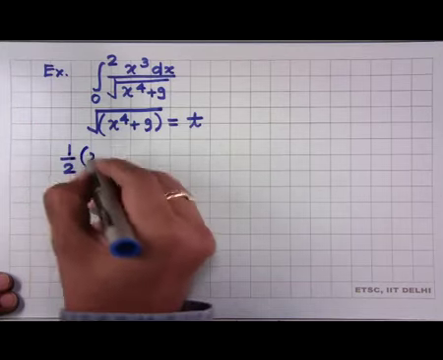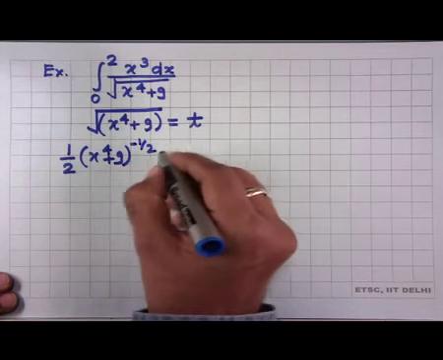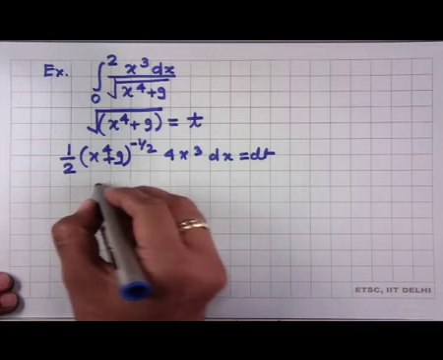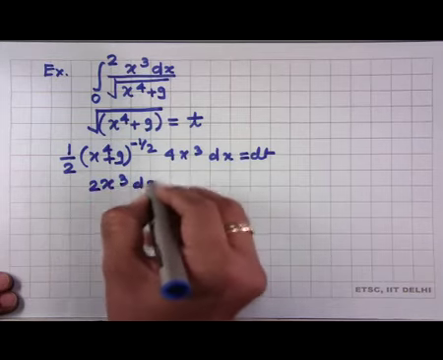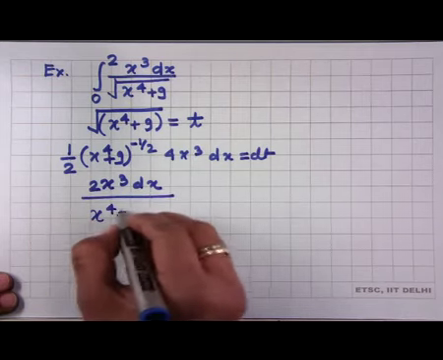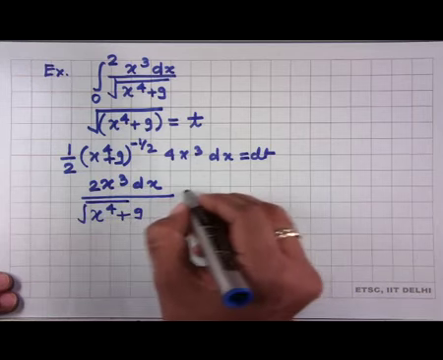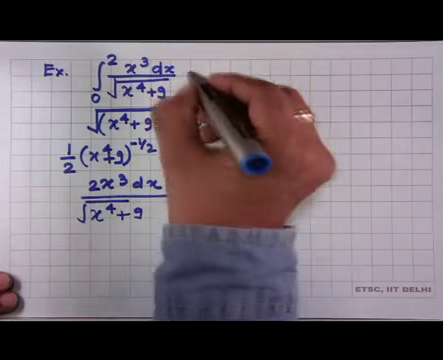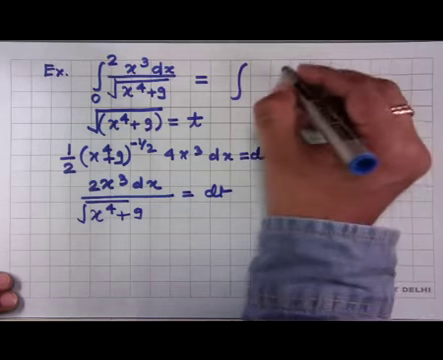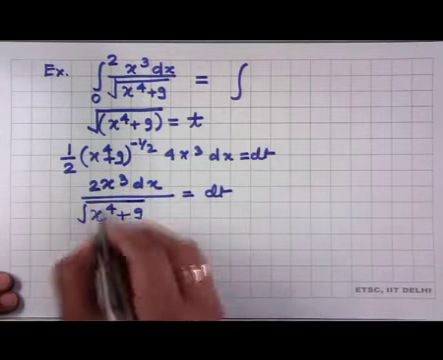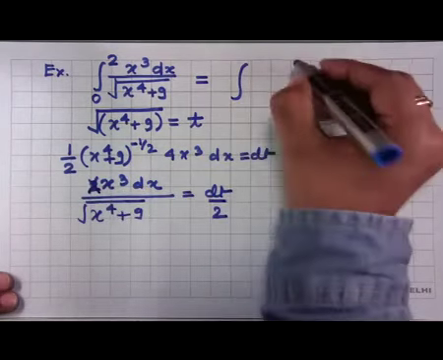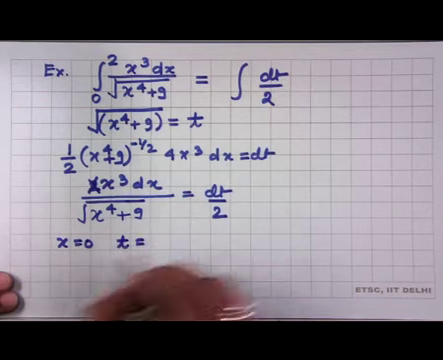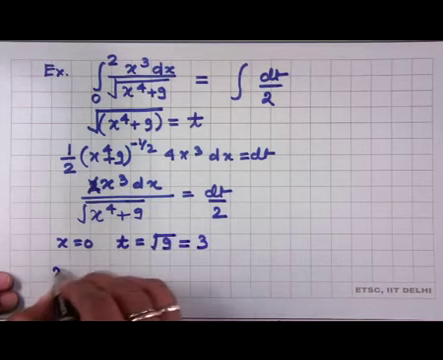You get 2x cube dx by under root of x to the power 4 plus 9, this is equal to dt. So, this integral is converted into x cube dx by under root x to the power 4 plus 9 is dt by 2. So, you get dt by 2. What will happen to the limits? So if x goes to 0, t is 9, and x goes to 2, t is 25.